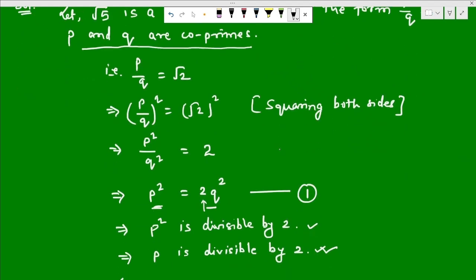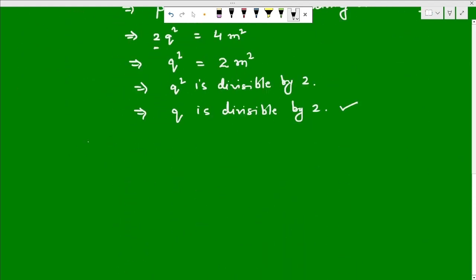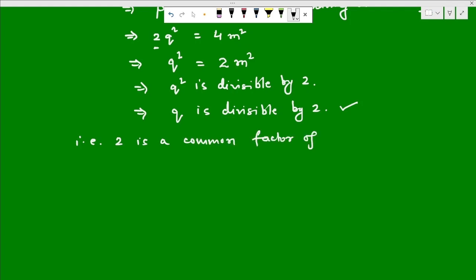So here we can say that 2 is a common factor of p and q. This contradicts our assumption.